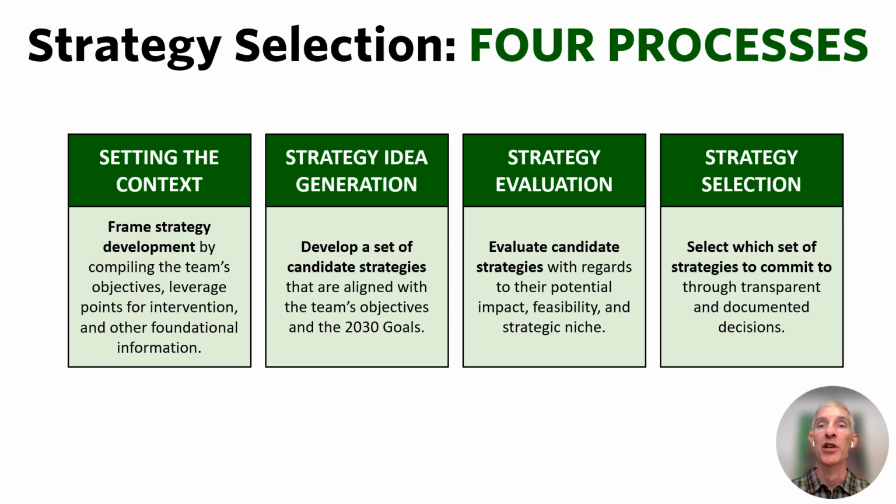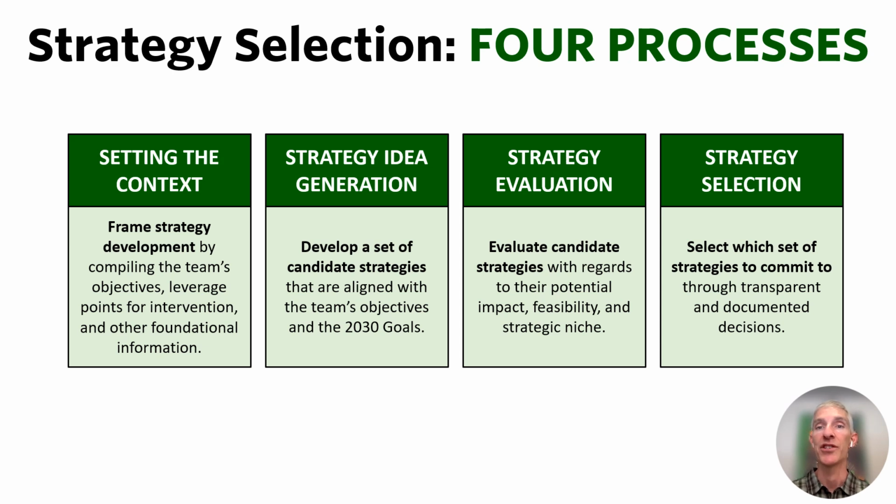The strategy selection module is organized around a set of 4 processes. All teams should do the first process, and then they should decide which of the remaining processes are most pertinent to address their strategy development needs. The first process is setting the context. This establishes the frame for strategy development to make sure everyone on the planning team is on the same page as to what they are developing strategies for.